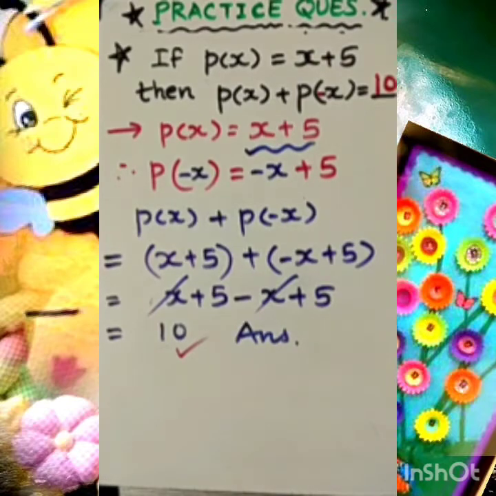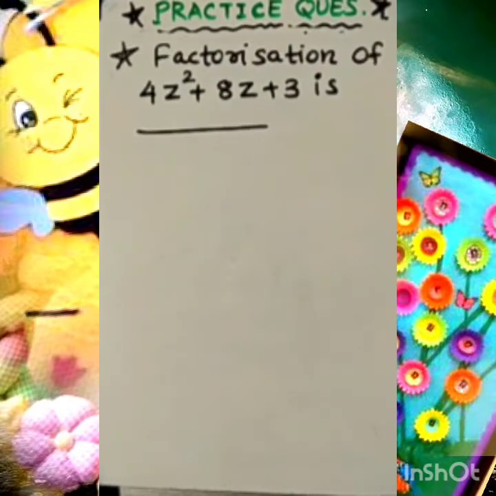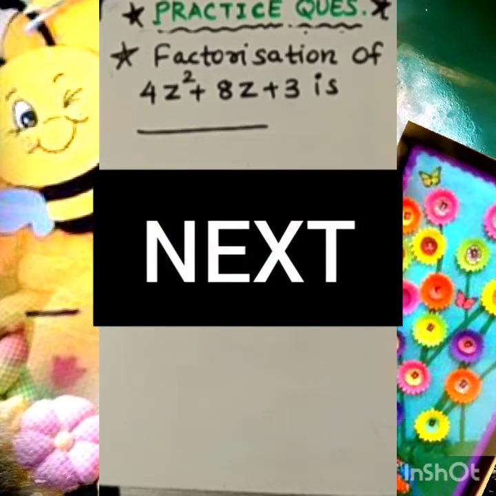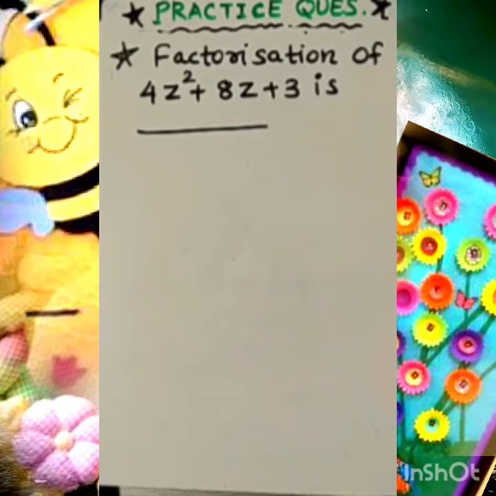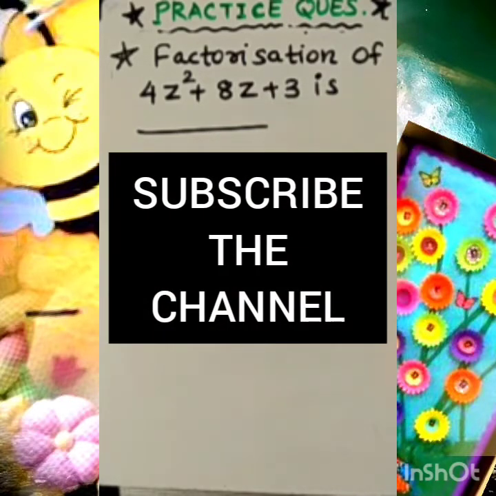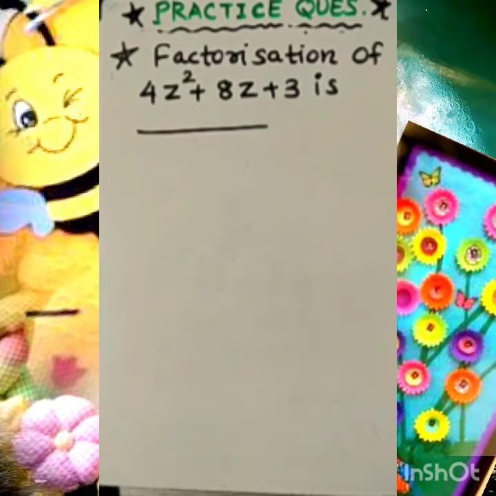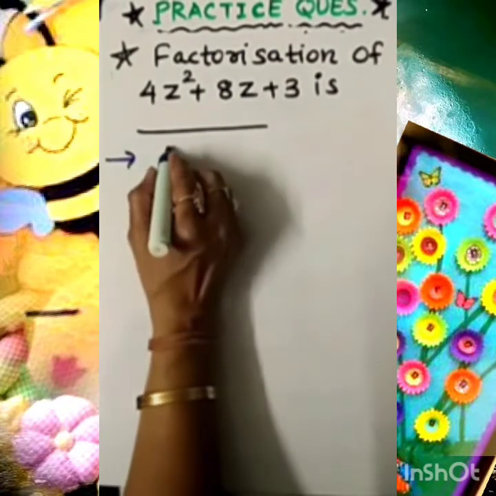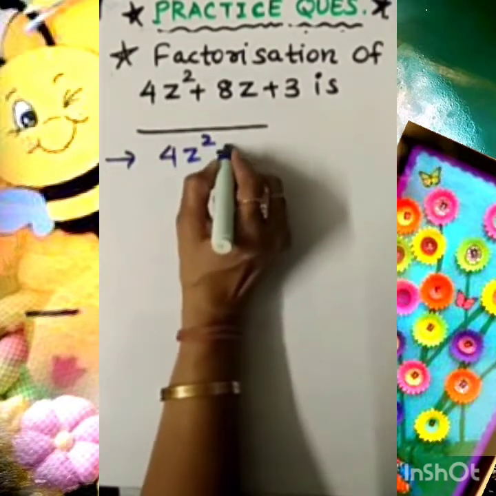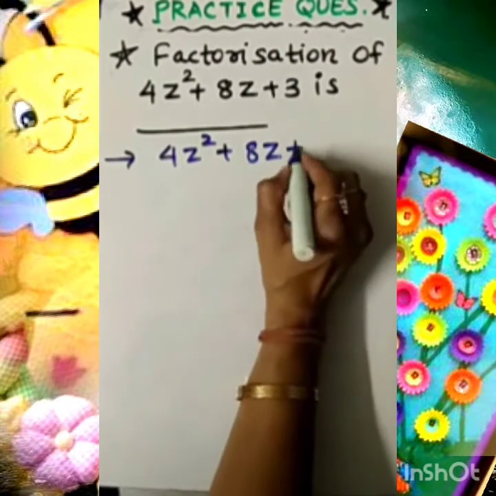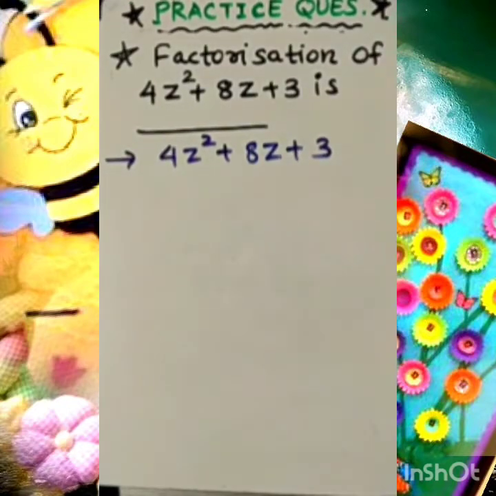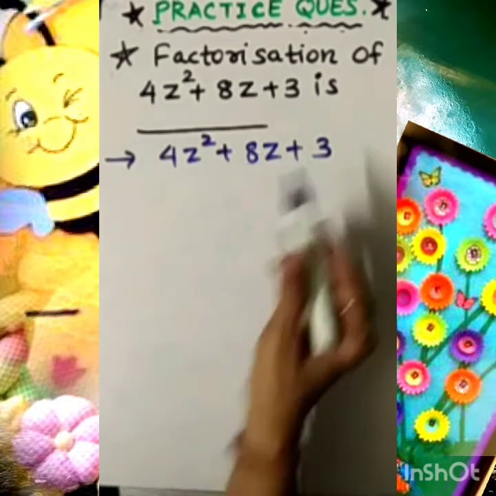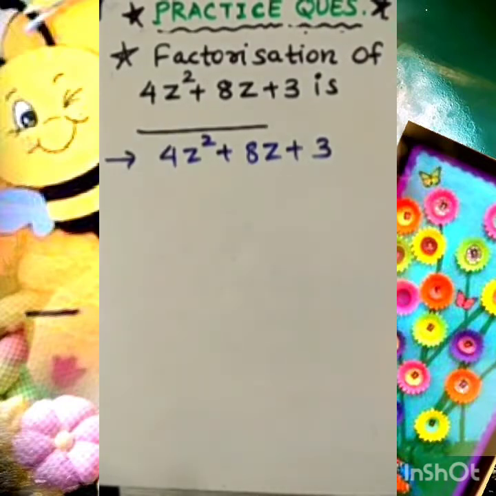You see? So my dear student, one more question that you find on your screen: factorization of 4z square plus 8z plus 3. So how to factorize? We have already done sums based on this. The factors of this polynomial, how to find them? It has three terms, you can see first, second and third term. In such a case, we will apply the middle term splitting method.